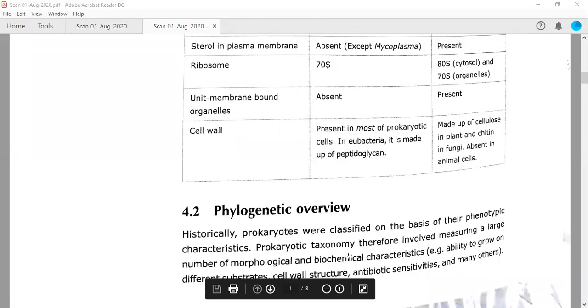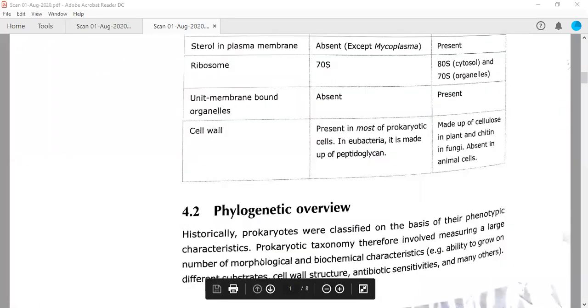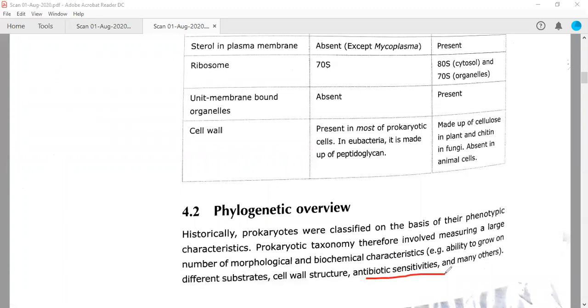So to classify them, what did one have to do? Morphology study had to be done. You need to observe the morphology, their differences in the structures, and biochemical characteristics, for example, ability to grow over different types of cultures, subcultures, cell wall structure, antibiotic sensitivity, and many others. Okay, so the question is from where these antibiotic sensitivities are coming.